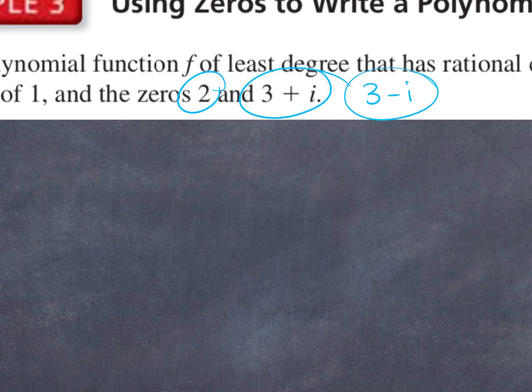I have this one, and 3 minus i. So these are my 3 zeros. So anytime we have an i or a square root, it needs its pair. It needs its conjugate pair. What's the next step? Remember, it's always x what? Minus. So x minus the number. So x minus 2, x minus 3 plus i, and x minus 3 minus i. Because it would be x minus negative 2, which would be plus.